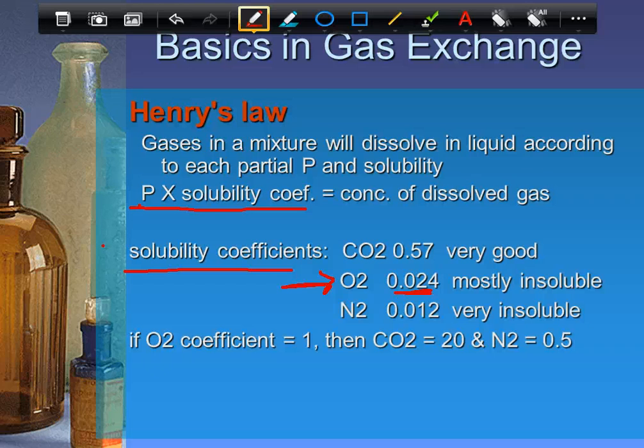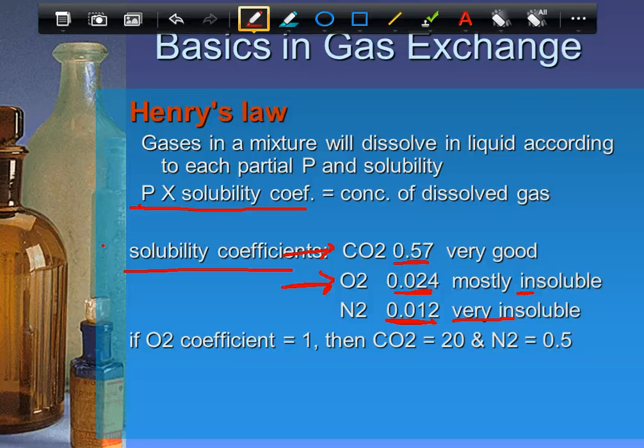And notice that oxygen isn't all that soluble. It's pretty insoluble. It doesn't go into solution. Look at CO2. It's got a higher solubility coefficient. It goes into solution very easily. N2, not at all. Half of what it is for oxygen. Very insoluble.